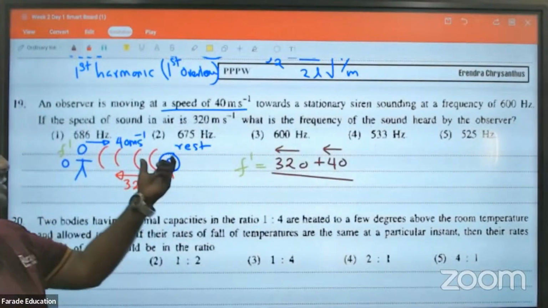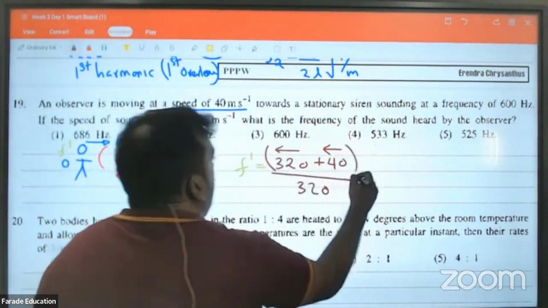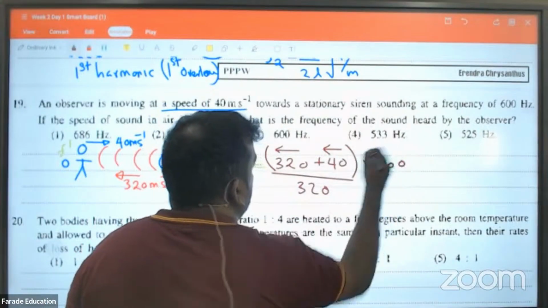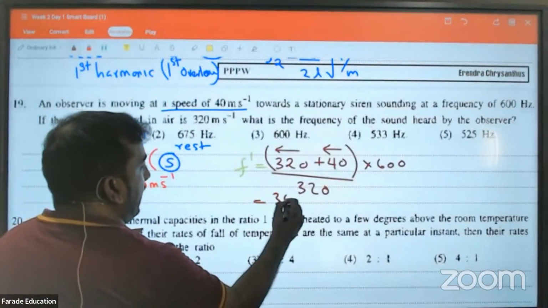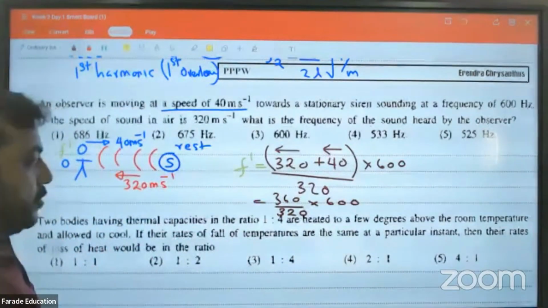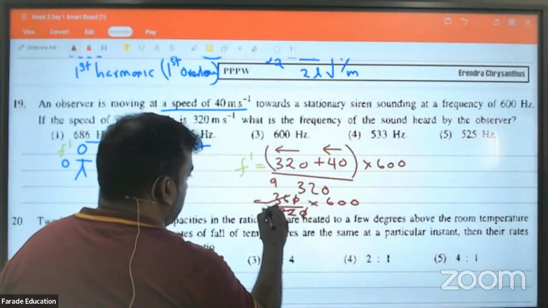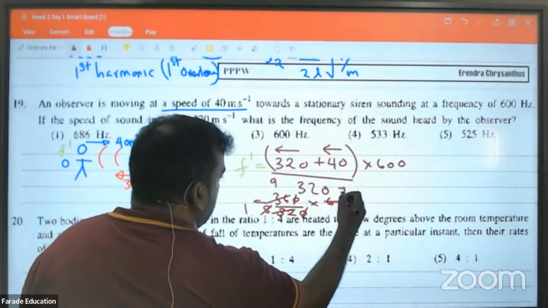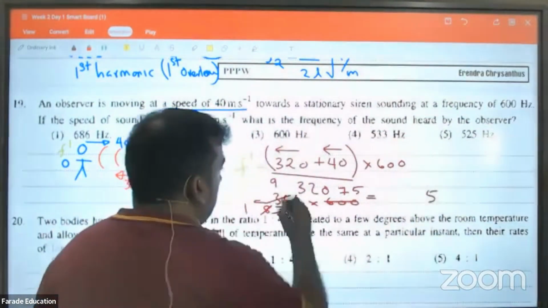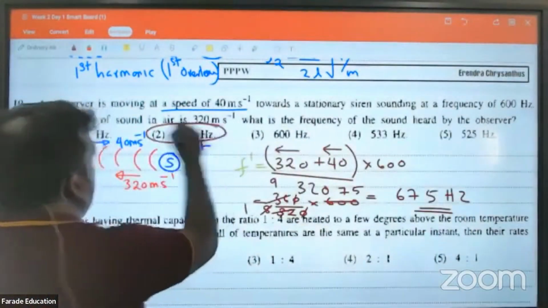Divided by velocity of sound with respect to source. Source is anyway at rest, so 320, multiplied by the actual frequency. Actual frequency 600. So here you will get 360 divided by 320 multiplied by 600. If you divide this, you get 675 hertz. 675 hertz means answer number 2.